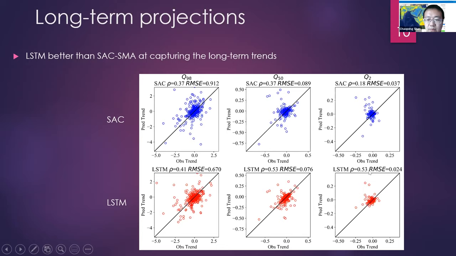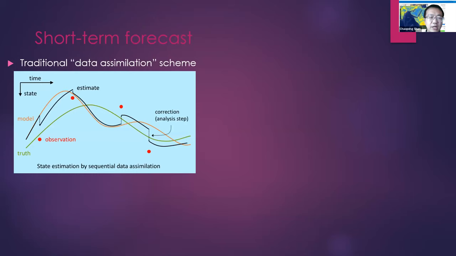So actually, if you don't know this, the SAC-SMA is the operational hydrological model that's widely used over the United States. It has been used for two decades or more. So it's a very reliable model, but we see that actually LSTM is giving you better trend projection than this very widely adopted model. Okay, so now that's the long-term projection. Doesn't seem too bad, right? So what about short-term forecast?